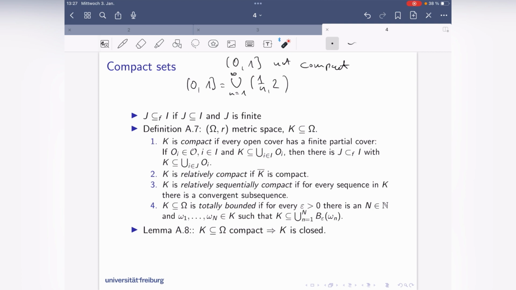Okay, I also need relatively compact. And I have also not explained to you what K bar is, but I could have done this last time. K bar is the intersection of all closed C bigger than K. So it's the intersection of all closed supersets of K. So that's the closure of K.